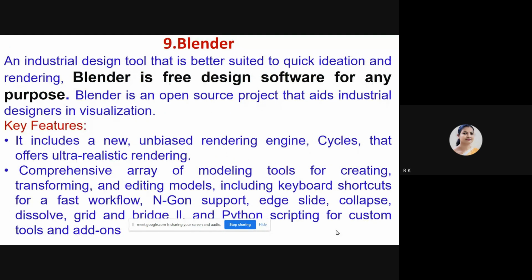And the ninth method could be the Blender method. Here, an industrial design tool. This Blender is basically an industrial tool that is better suited for quick ideation and rendering. And Blender is free design software for any purpose. Blender is an open source project that aids industrial designers in visualization. Okay, and what are the key features? If you see, it includes a new unbiased rendering engine, Cycles, that offers ultra realistic rendering. Okay, so that is one.